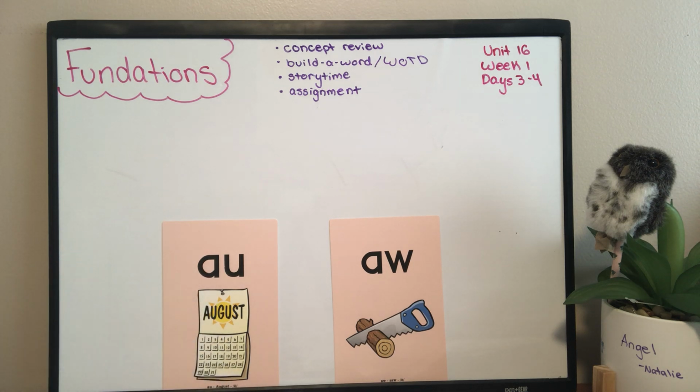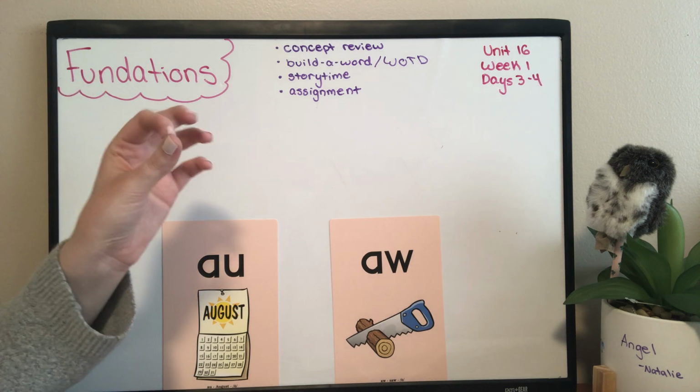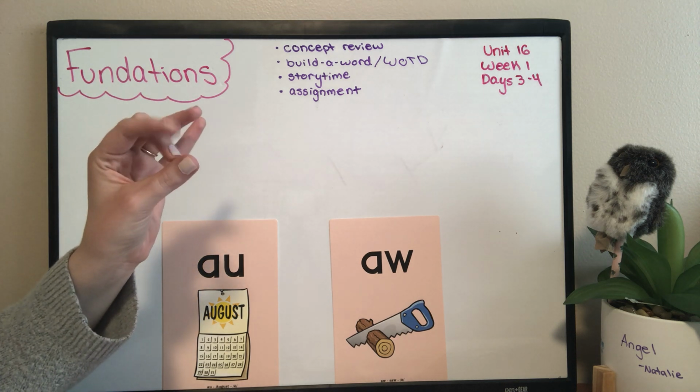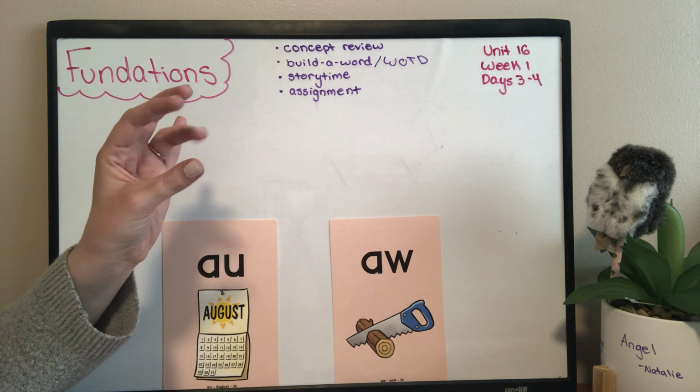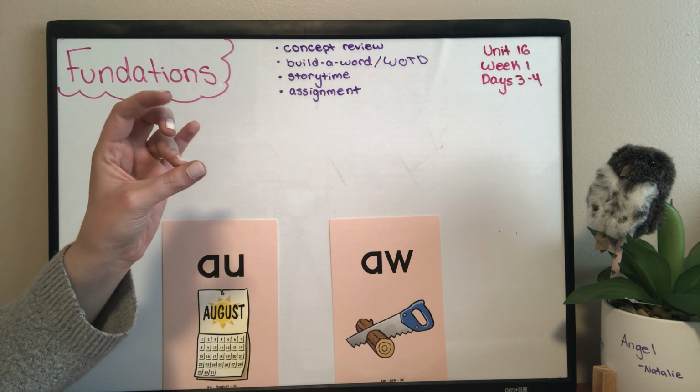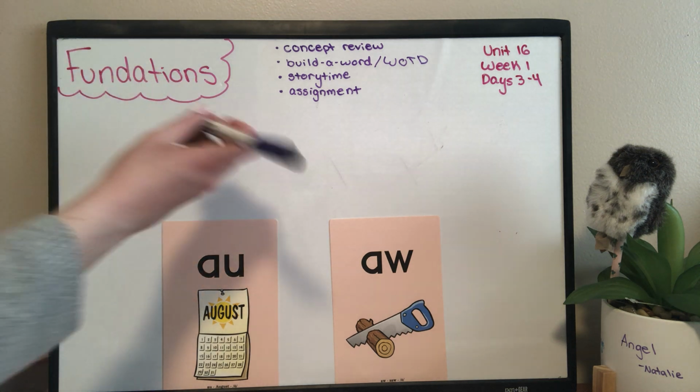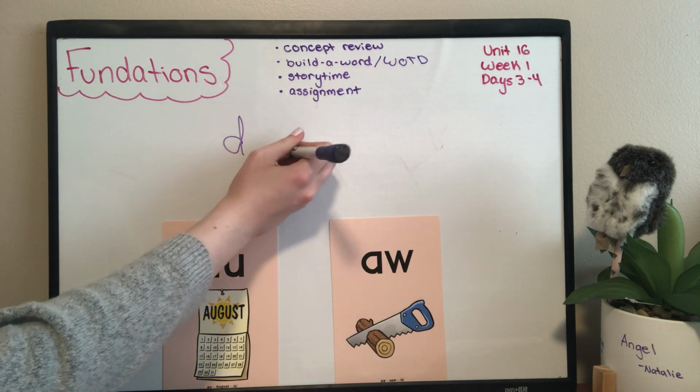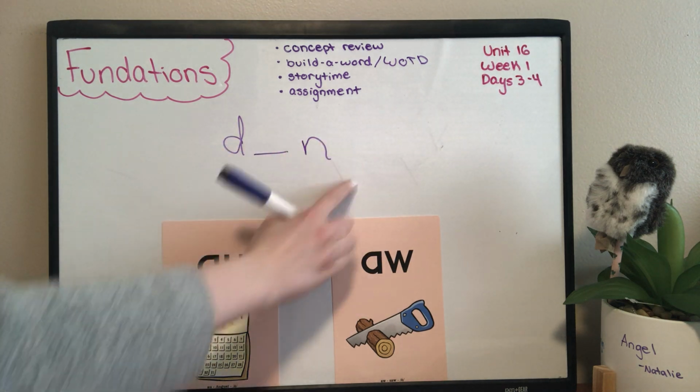All right. So our word of the day today is dawn. Okay? Not the name like Dawn or Donnie, but dawn, like the very start of the morning. When the sun rises, that is dawn. Let's tap it out. D, aw, n. Dawn. Just 3 taps.